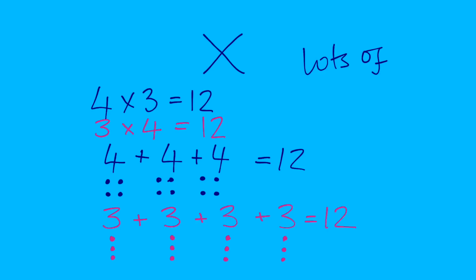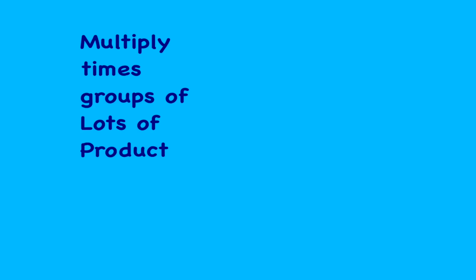So 4 multiplied by 3, or 3 multiplied by 4, is showing me how I can add the same number over and over again. There are lots of different words that mean the same as multiply. We've got times, groups of, lots of, or product, and all these words mean the same as multiply.